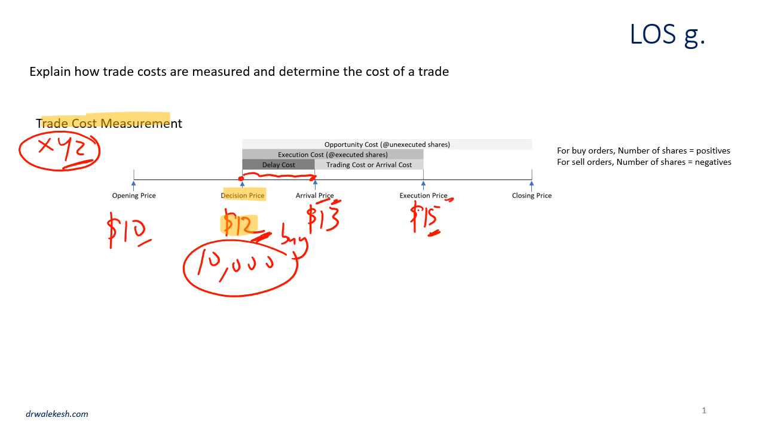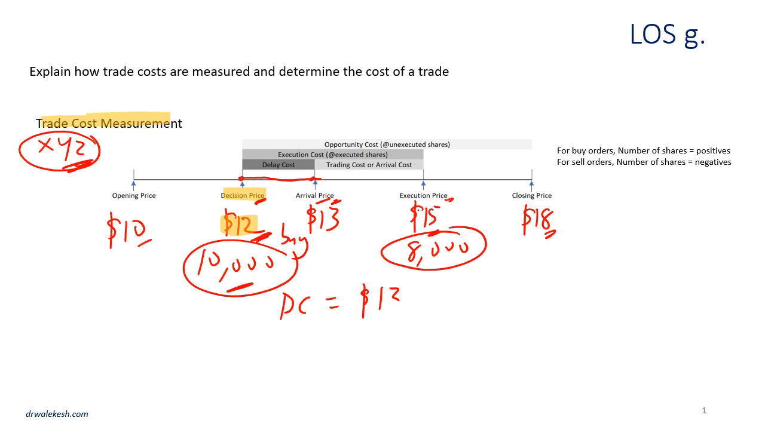Let's also imagine that the execution broker executed 8,000 out of the 10,000 shares that I sent out originally when the price was $12. And the closing price for this stock XYZ is, let's say, $18. If I want to calculate the delay cost, it will be the distance between the arrival price and the decision price, which is $13 minus $12 times the number of shares that were executed.